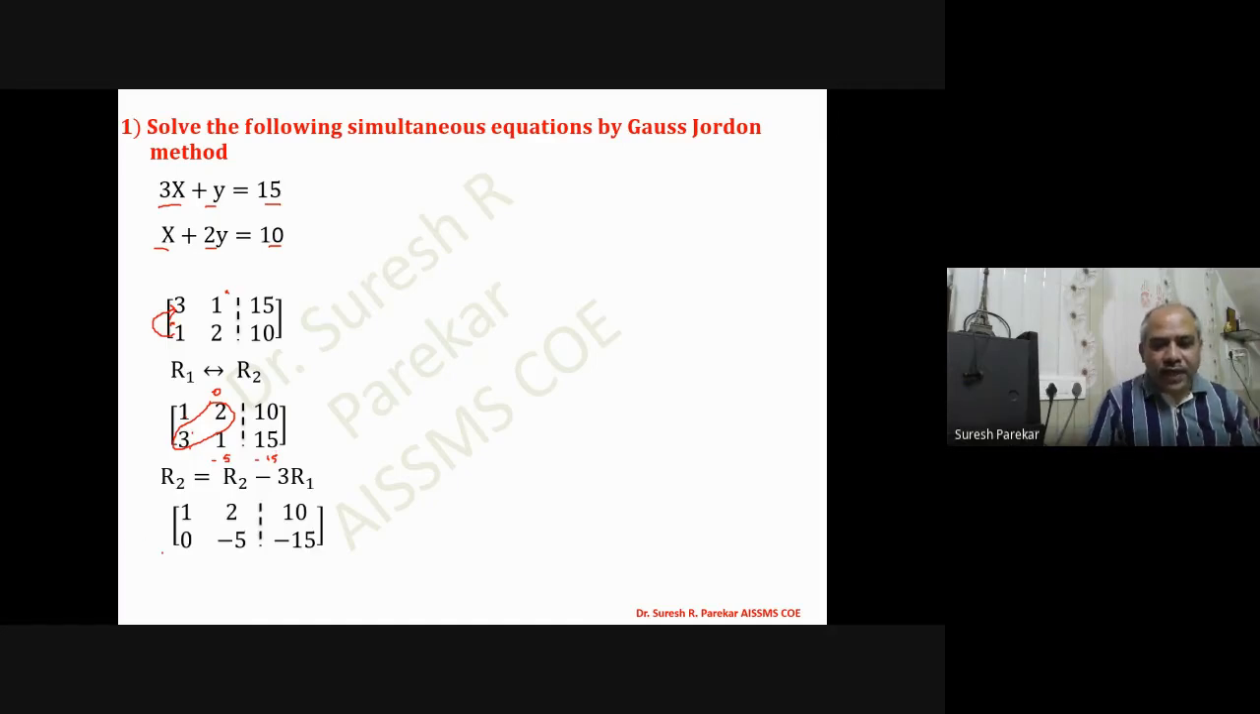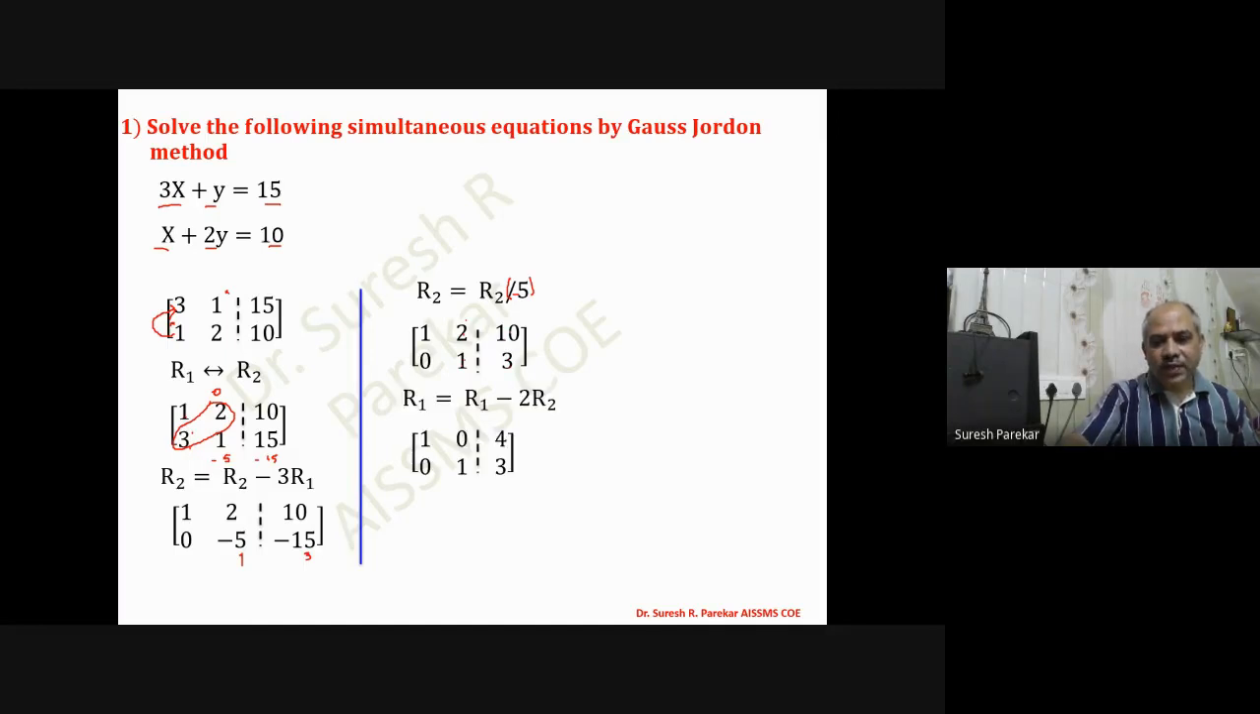Now we can divide this R2 by minus 5. So I will get it as 1, and I will get it as 3. The first row will remain as it is. So you can see over here, I have actually, this should be minus 5. And now we have to make 0 here. So we will multiply it by 2, and then 2 minus 2 becomes 0. And 3 into 2 is 6, 10 minus 6, we will get 4. So we will have this.